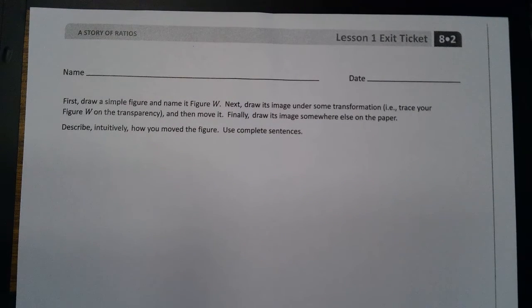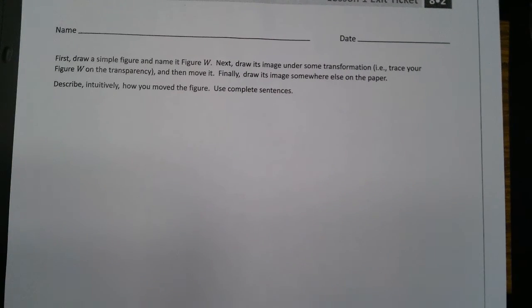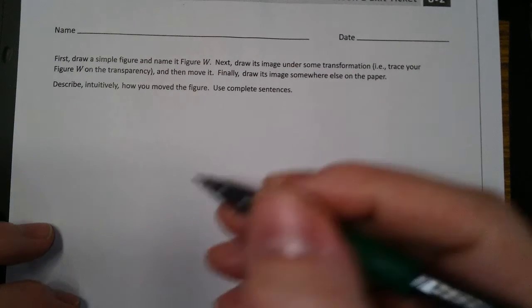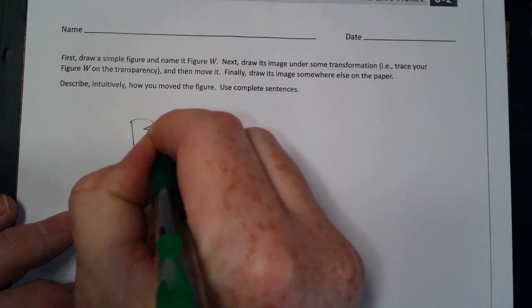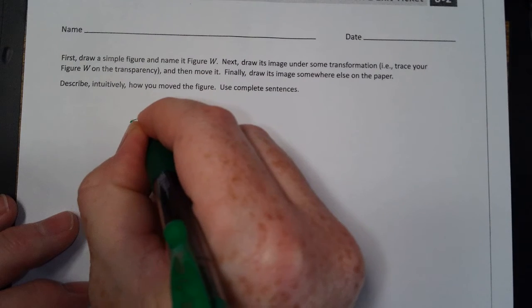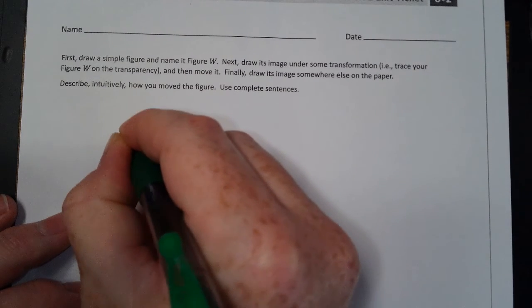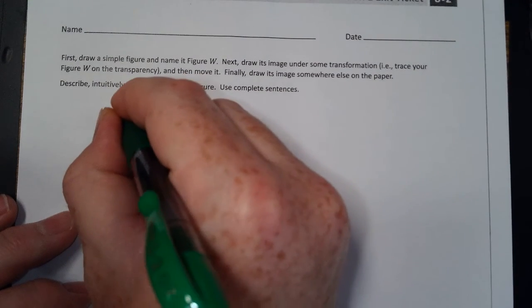And then the last thing you're going to work on today is the exit ticket. The exit ticket says, first draw a simple figure and name it figure W, which means you can draw whatever figure, whatever shape you want and label, and you just have to give it the name W. So my last name starts with a B, so I could just say, this is my figure. It's going to be figure W.